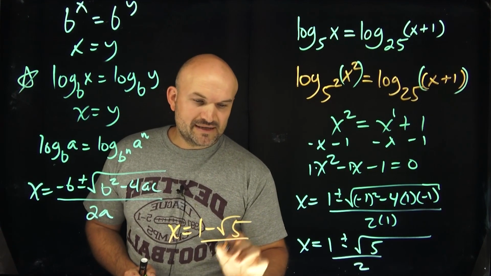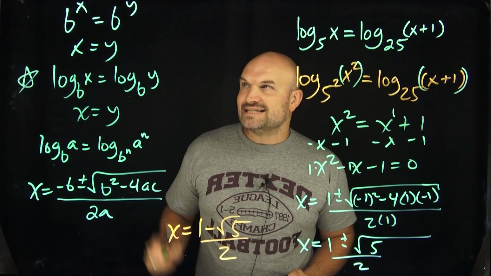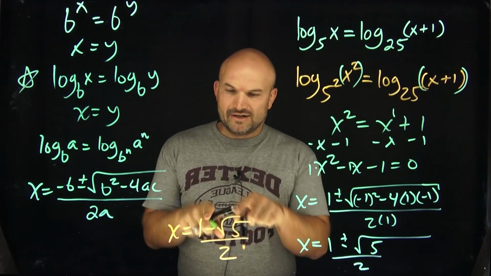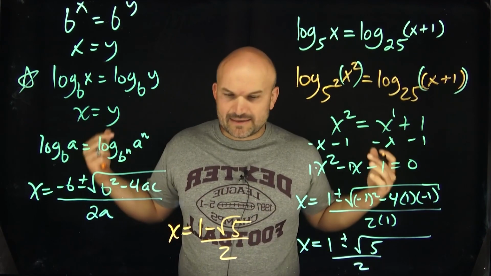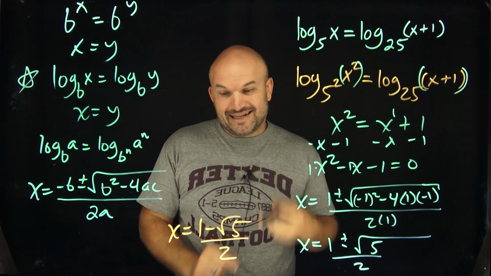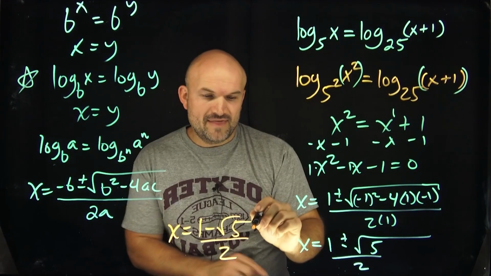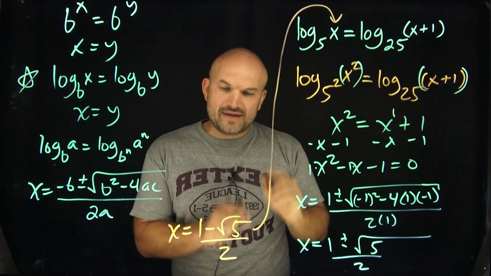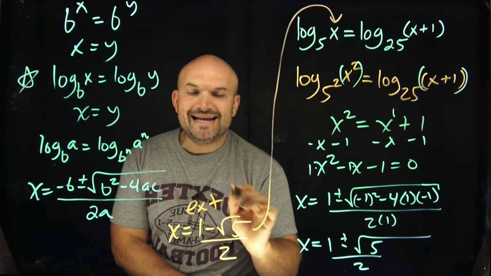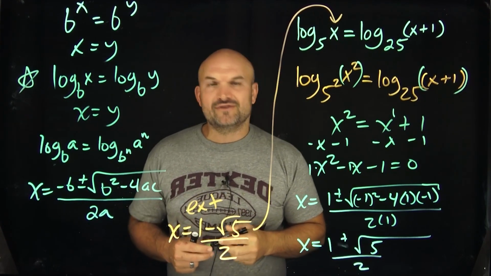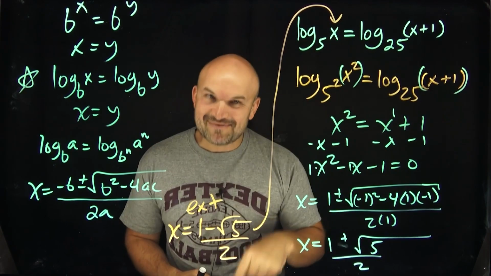The one I want to focus on is actually the minus. Because we have to remember something about logarithms: we cannot take the logarithm of an argument that is negative. What I want you to recognize here is that the square root of 5 is 2 point something, and 1 minus 2 point something is negative. Divided by 2 is still going to be negative. Look what happens: I can't plug that solution in there. So this is what we call an extraneous solution. Therefore, our only answer here is going to be 1 plus the square root of 5, divided by 2.